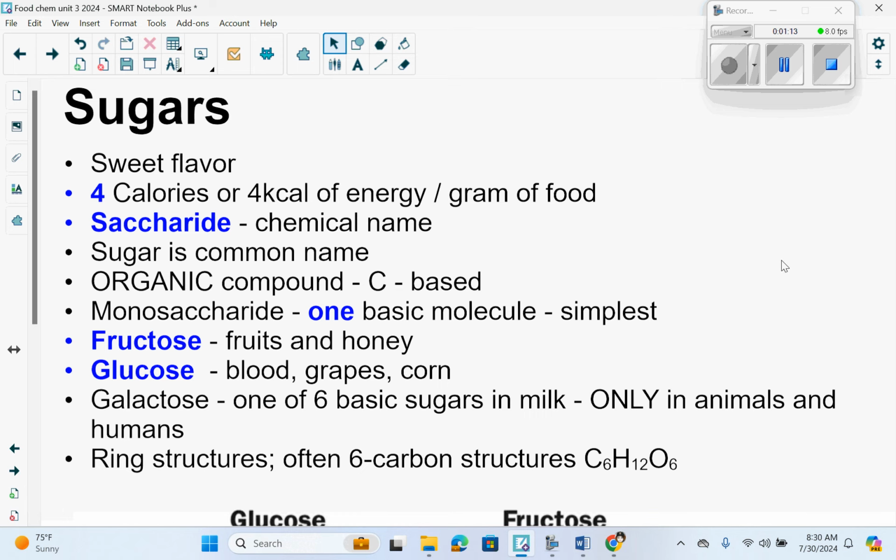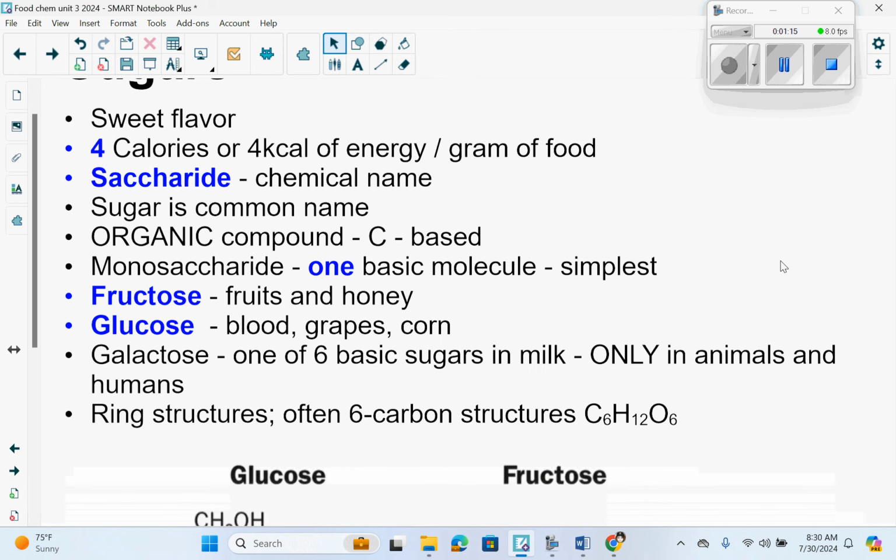Sugars provide a sweet flavor. They provide 4 calories or 4 kilocalories of energy per gram of food that you eat. Saccharide is the chemical name. Sugar is the common name. Carbohydrates are organic compounds because they are carbon-based.